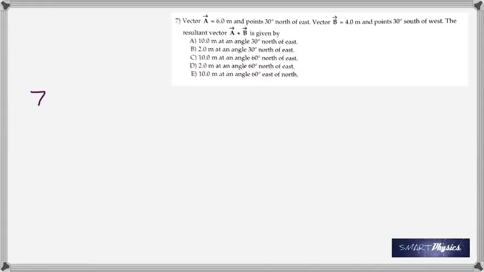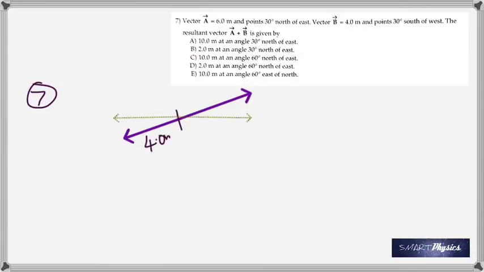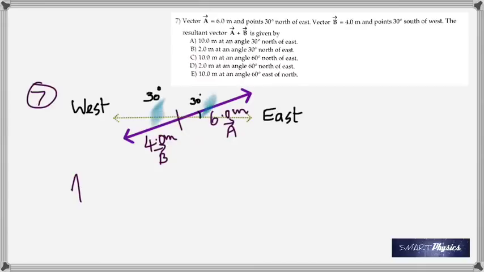Number 7, you have a vector A, 6 meter points, 30 degrees north of east. Vector B, 4 meter points, 30 degrees south of west. What's the resultant? Here's the diagram, the two vectors. One north of east, the other south of west. Okay? Break them into their components. That's along the east, that's the west. Both angles are 30 degrees.